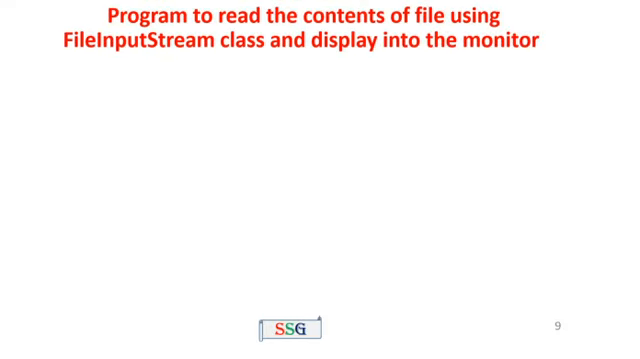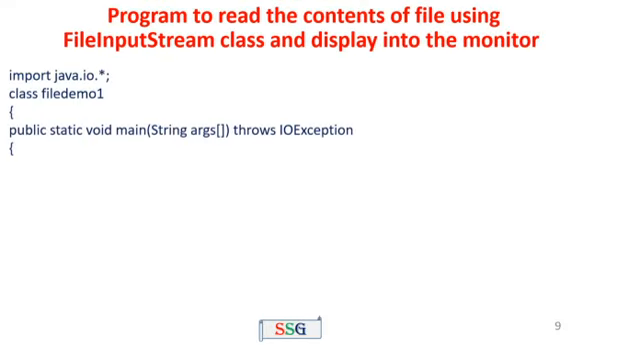Next one, a program to read the contents of the file using the FileInputStream class and display them on the monitor. That means in the first program we wrote the content into the file s1.txt. Next, we have to read the content from s1.txt and display it on the monitor. Then import java.io.*, throws IOException, class FileDemo1, public static void main throws IOException.